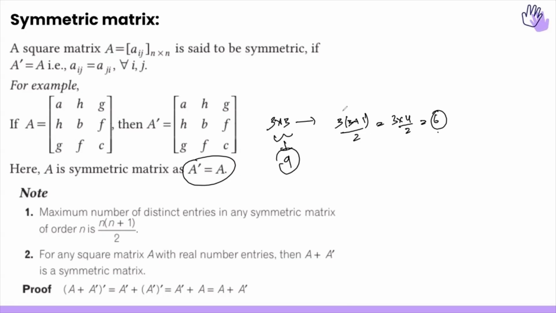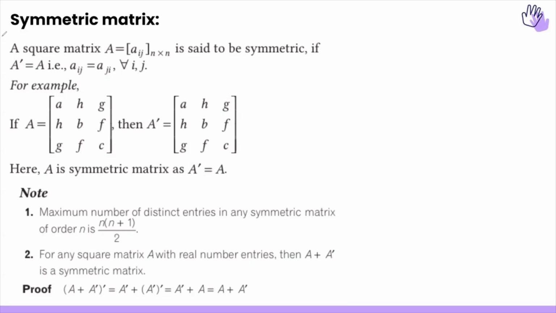Otherwise it's not possible. And for any square matrix A with real entries, A plus A bar is also a symmetric matrix. Okay, so you take A, take the transpose A bar, and because these are symmetric matrices, these both will be equal. And now again, if you add both of them, what is the new matrix that you find? Let us assume it is Y. So even this will be symmetric. That is Y will be equal to Y bar. Okay? So that is the particular theorem.